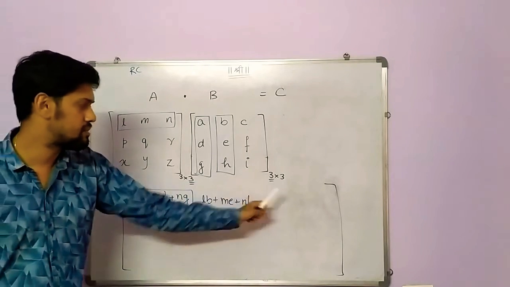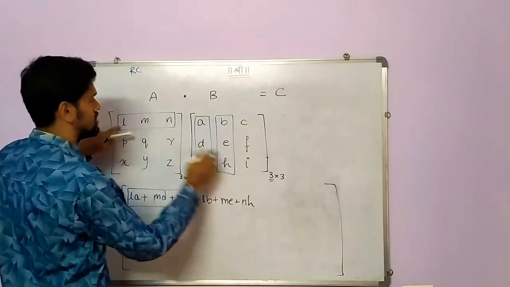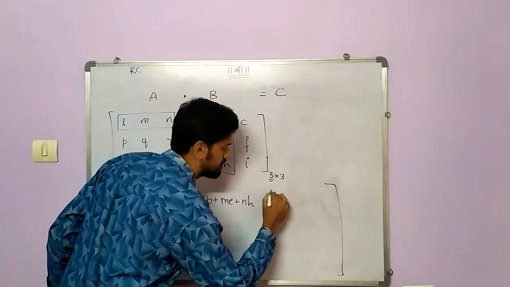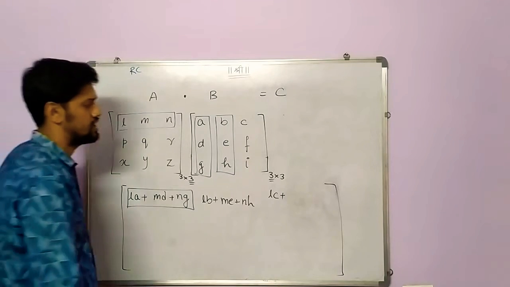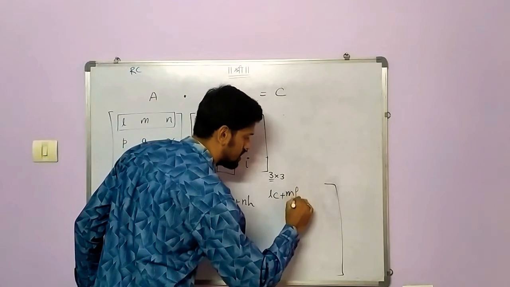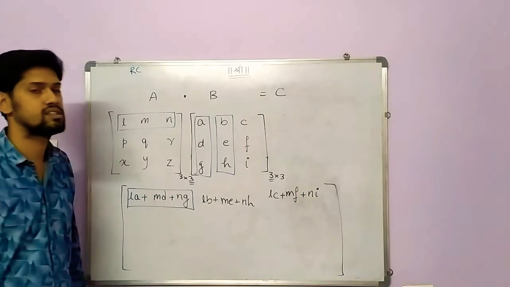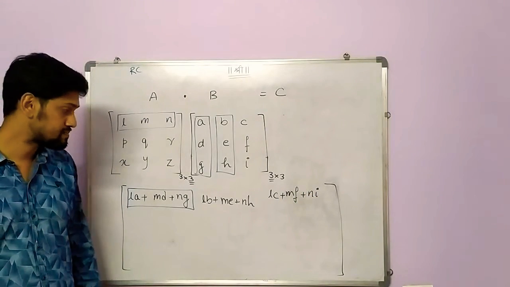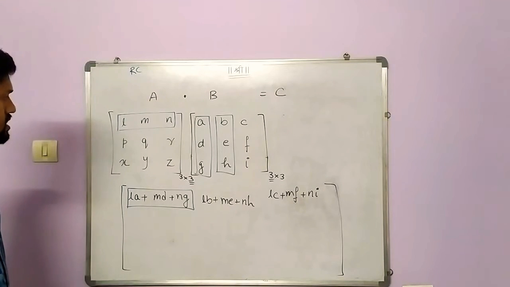To get the third element here, I'll multiply the first row, third column, so it will be LC plus MF plus NI. This is how a multiplication of matrix is carried out.